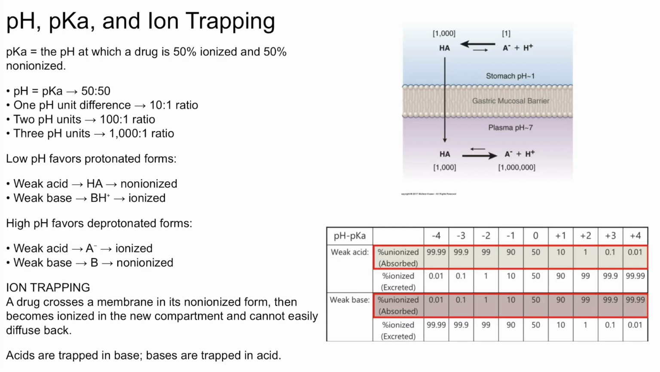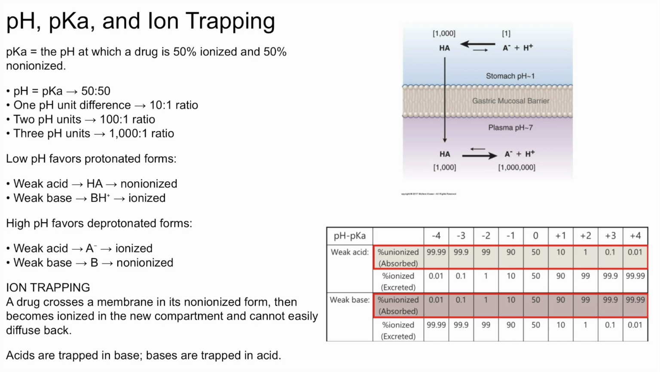The pKa is the pH at which a weak acid or base is 50% ionized and 50% non-ionized. For every 1 unit difference between pH and pKa, the ratio between the two forms changes by a factor of 10. 2 units create a 100-to-1 ratio, and 3 can create a 1,000-to-1 ratio. Low pH favors protonated forms. For a weak acid, the protonated form, again, is HA, and it's non-ionized. For a weak base, the protonated form is BH+. It has a charge, so it is ionized.